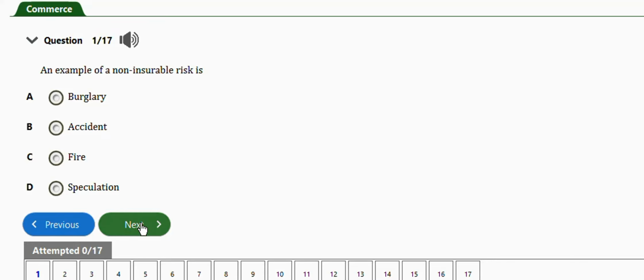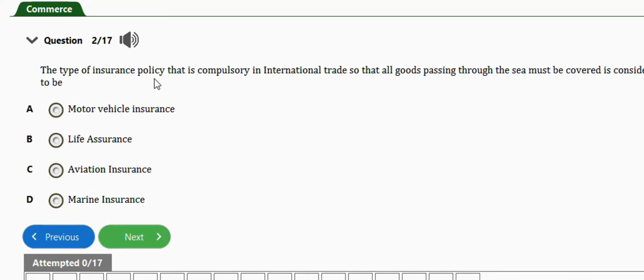The next repeated question: the type of insurance policy that is compulsory in international trade, so that all goods passing through the sea must be covered, is considered to be. We have motor vehicle insurance, life insurance, aviation insurance, marine insurance. The right answer is option D, which is marine insurance.